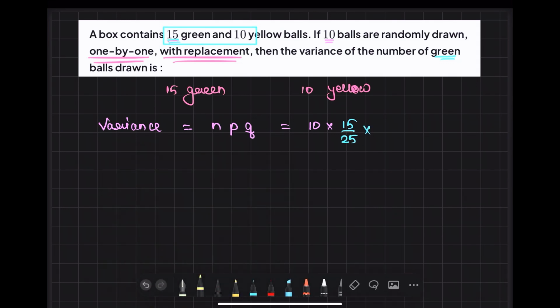What is q? q is the failure. Failure means what? You are supposed to handpick green balls. The moment you handpick a yellow ball, it will be a failure. So what is the probability of having yellow balls? It is 10 out of 25. So this is your required answer.